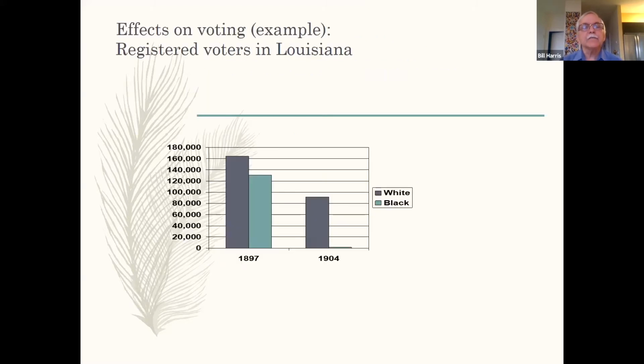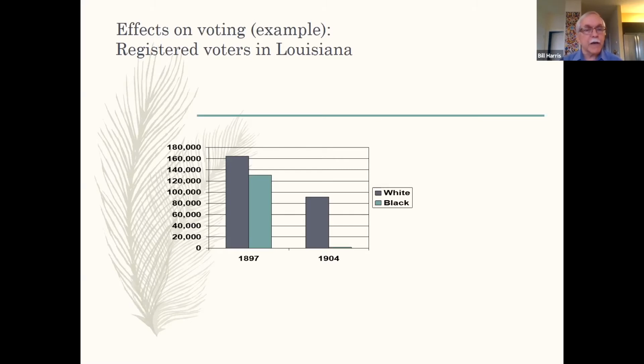If we see the next slide, you can see the results here for one of the states that actually kept registration by race. So it's very easy to follow the course of events, how many people could register to vote who are white and who are classified as Negro at the time. In 1897, before Louisiana's new laws passed, that tall bar on the left shows the number of white registrants. The slightly shorter bar next to it is the number of African-American registrants.